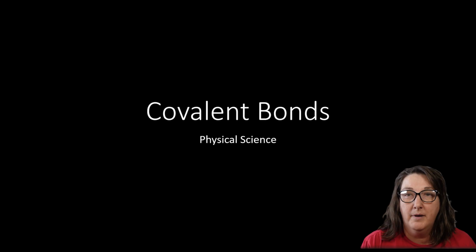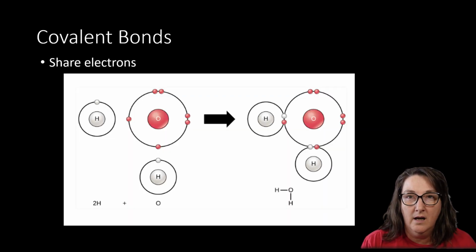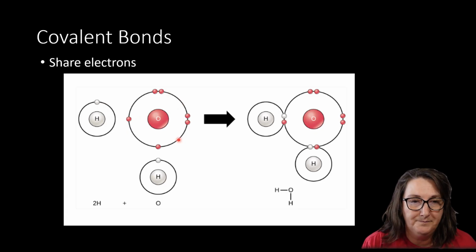Over covalent bonds. This is part of physical science. When we talk about covalent bonds, they're between two molecules or two atoms, and electrons get shared. So the electrons get passed back and forth. We have to remember our octet rule. Our octet rule is the rule of 8, which means that all atoms want a full outer shell.